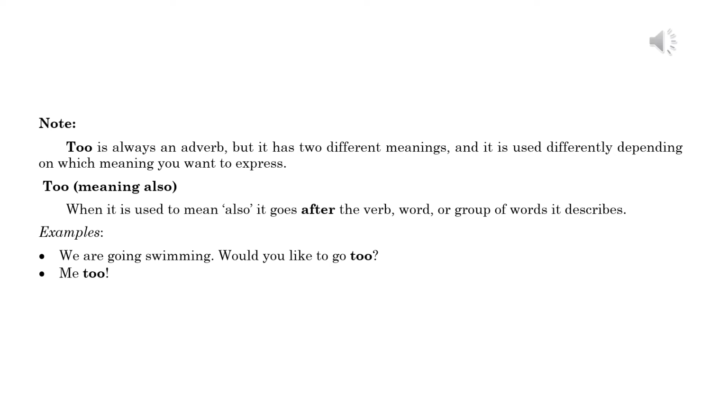Note: too is always an adverb, but it has two different meanings, and it is used differently depending on which meaning you want to express. Too meaning also. When it is used to mean also, it goes after the verb, word, or group of words it describes. Examples. We are going swimming. Would you like to go too? Me too.